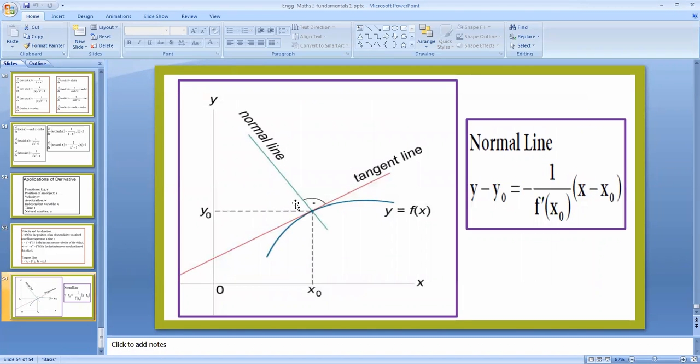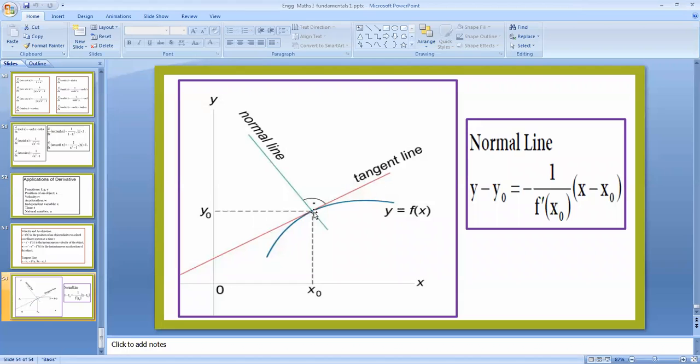Now see here the normal line and tangent line. Okay. So normal is perpendicular to tangent. So what is the angle between them? It is 90. So how do you define that normal? Anyone has a definition of normal line?